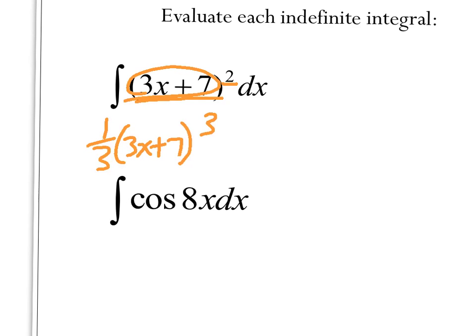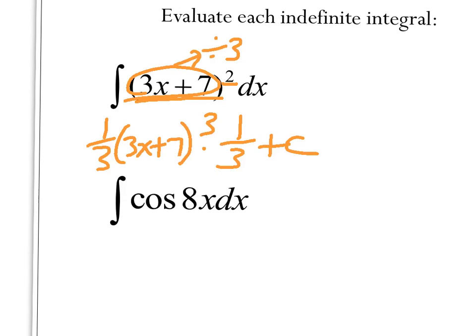And then I'm going to go back to the inside and find its derivative and divide by that derivative. So in this case, I'm going to divide by 3. So even though I'm thinking in my head dividing by 3, I'm going to write times 1/3 here, and then remember, plus c.